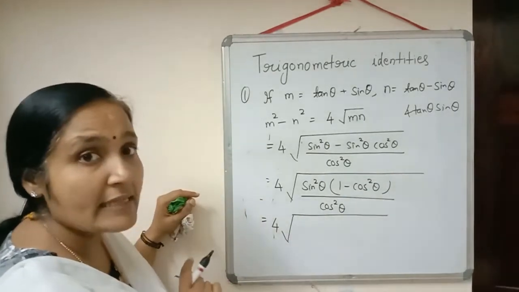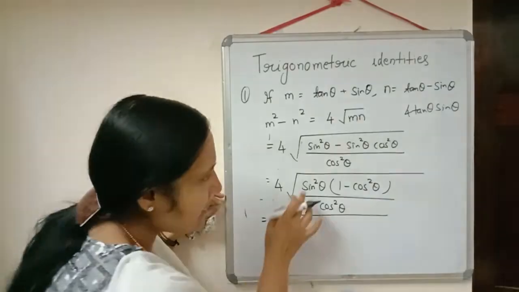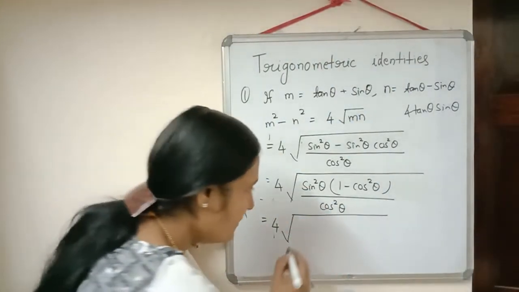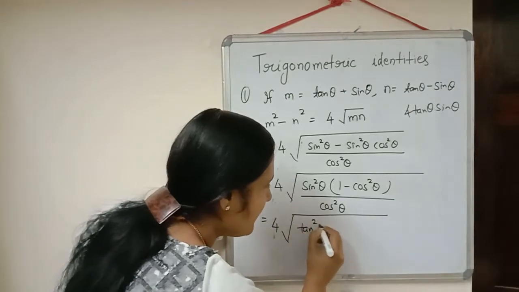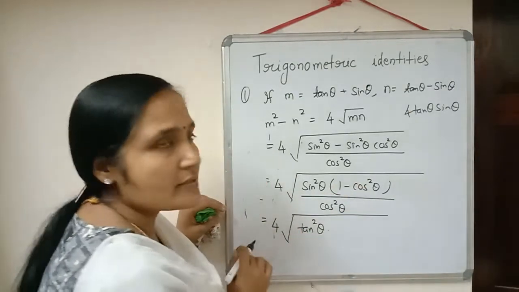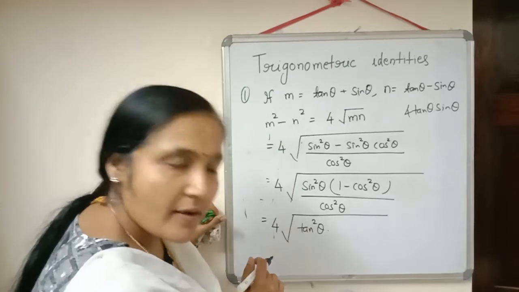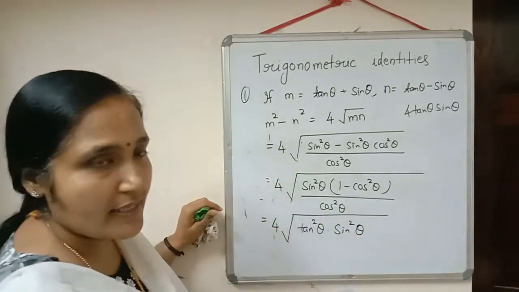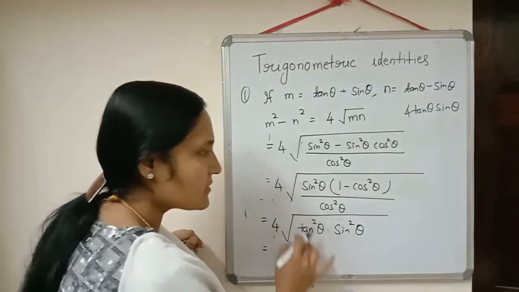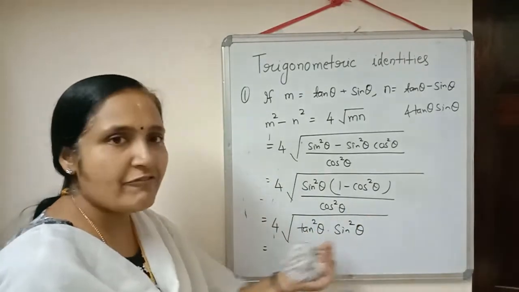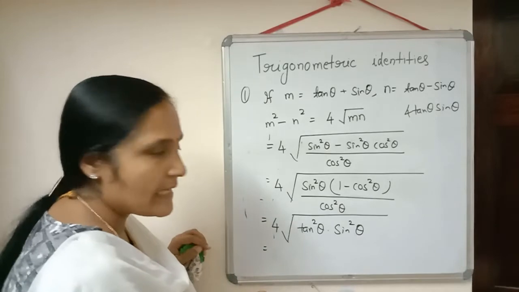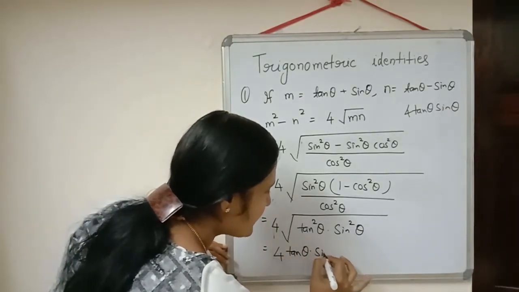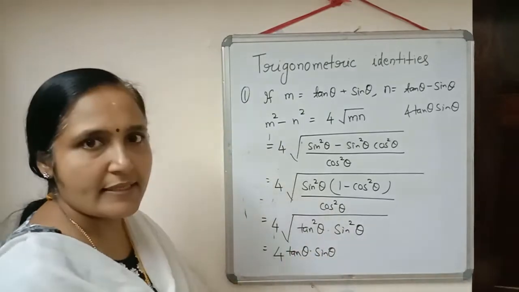Now we need tan theta. Tan theta, how will it come? Sin square theta by cos square theta, that is equal to tan square theta. Then 1 minus cos square theta is correct. 1 minus cos square theta is sin square theta. Now just to check, inside the square root we are getting a perfect square, so that square root will get cancelled. So the remaining will be equal to 4 tan theta into sin theta.